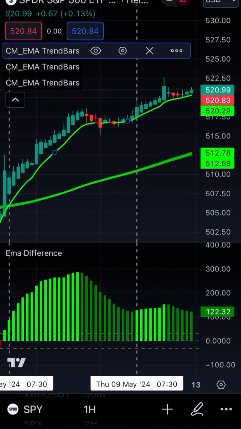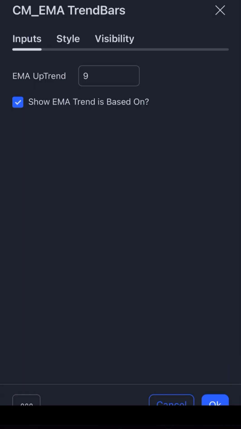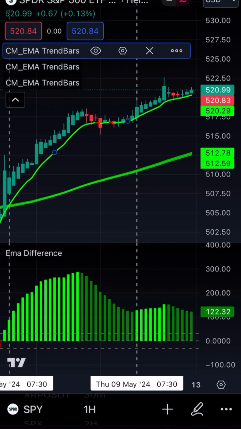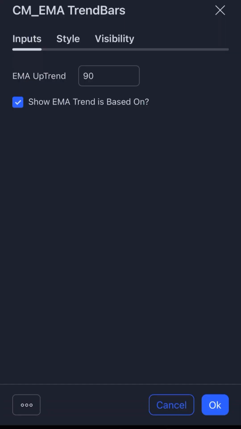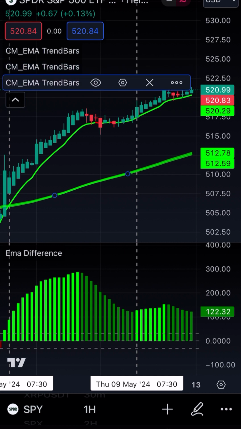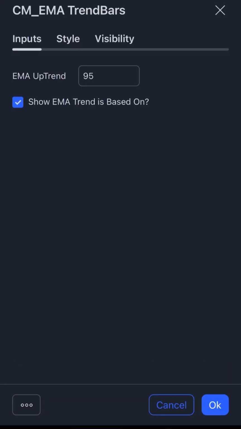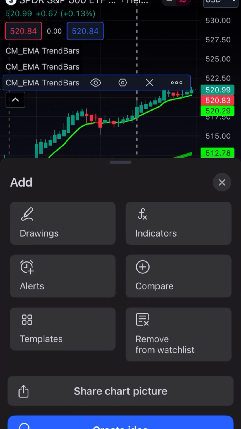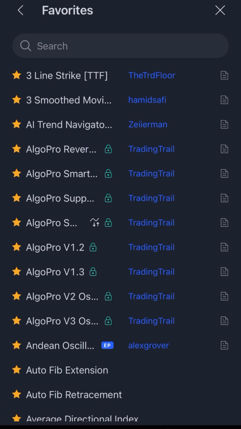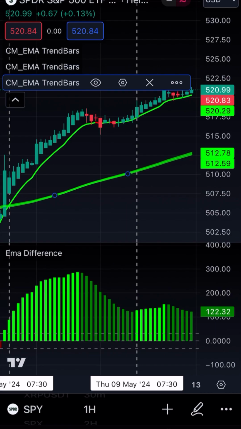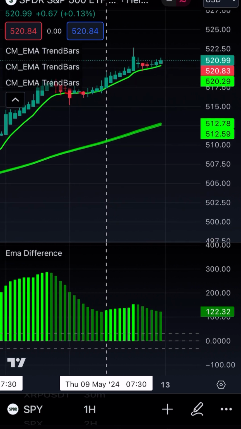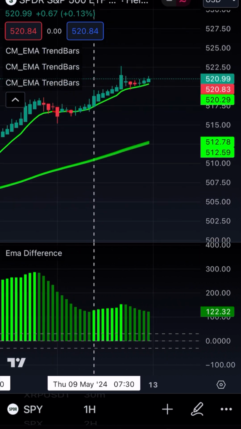And the settings, you want to do it 3 times. If you're doing the CM EMA trend bars, you're going to set it to 9, 90, and 95. Those are the settings. So you can use 3 smooth moving averages, but it won't be color coded. I like having it color coded because it makes the strategy work better.